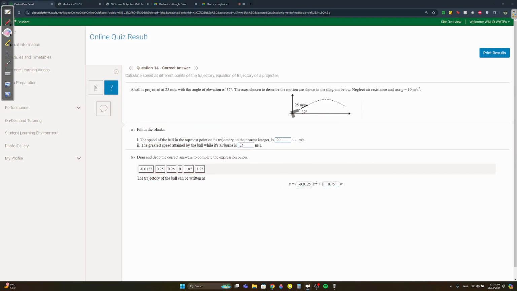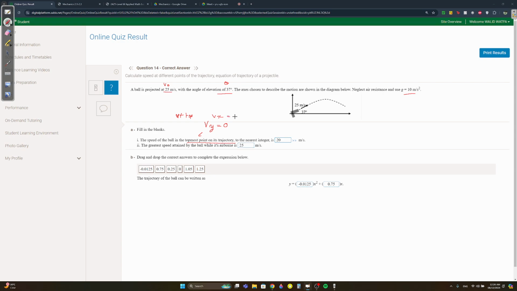Question 14. Okay, another very similar question. I'm telling you, they like to ask these questions. A ball is projected at 25 meters per second with an angle of elevation 37 degrees. Okay, and they gave you g. What's the speed of the ball at the topmost point of its trajectory? At the topmost point, Vy is equal to 0. You only have Vx. Okay? At the top.